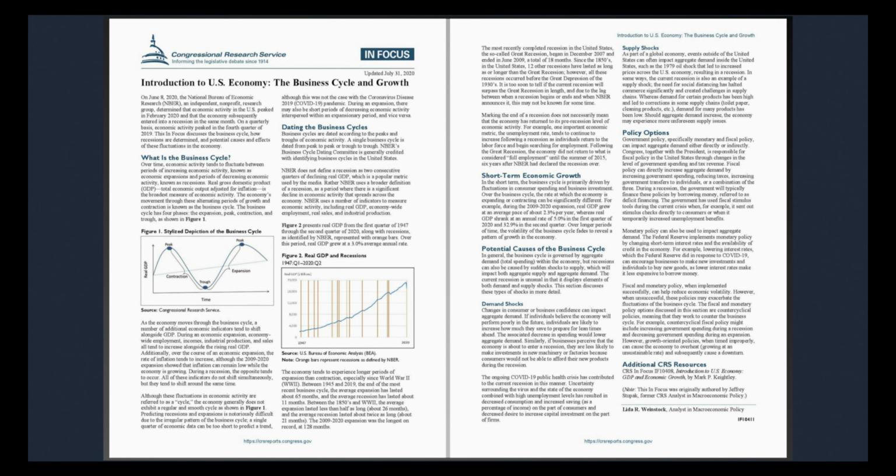Potential causes of the business cycle. In general, the business cycle is governed by aggregate demand, total spending within the economy, but recessions can also be caused by sudden shocks to supply, which will impact both aggregate supply and aggregate demand. The current recession is unusual in that it displays elements of both demand and supply shocks. This section discusses these types of shocks in more detail.